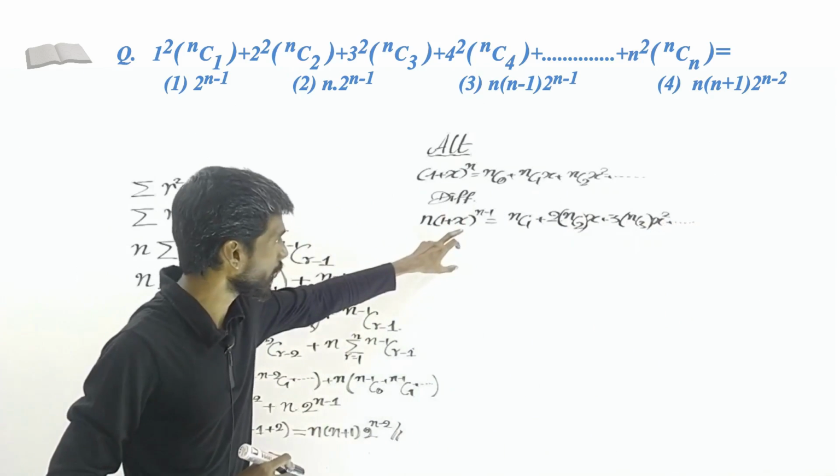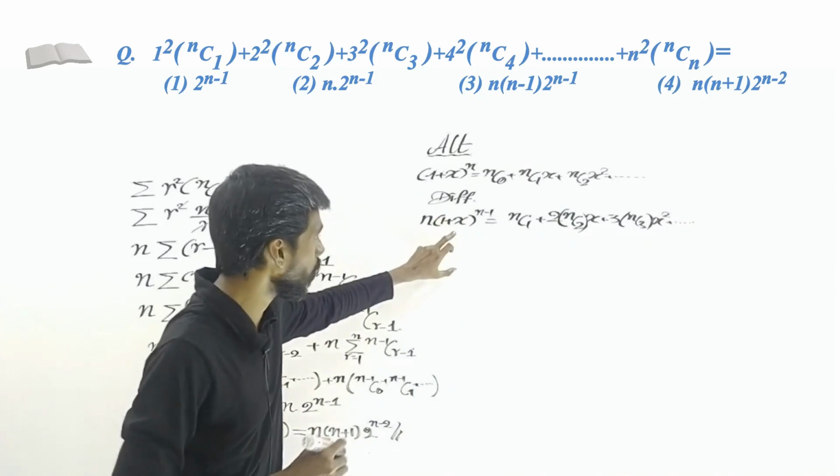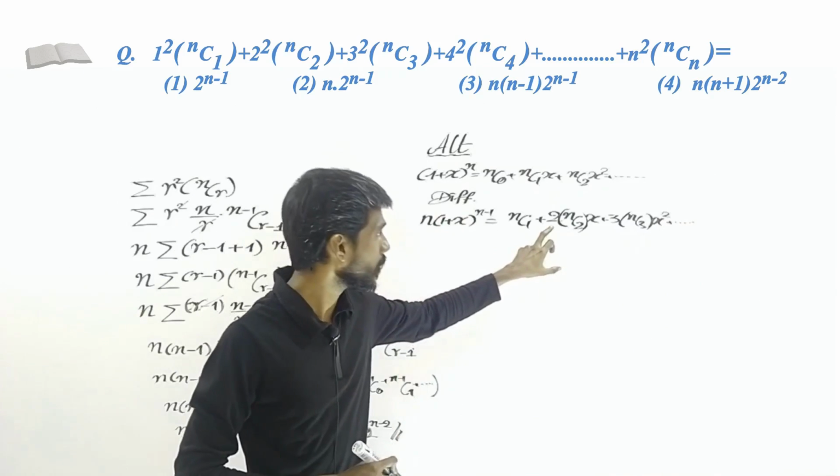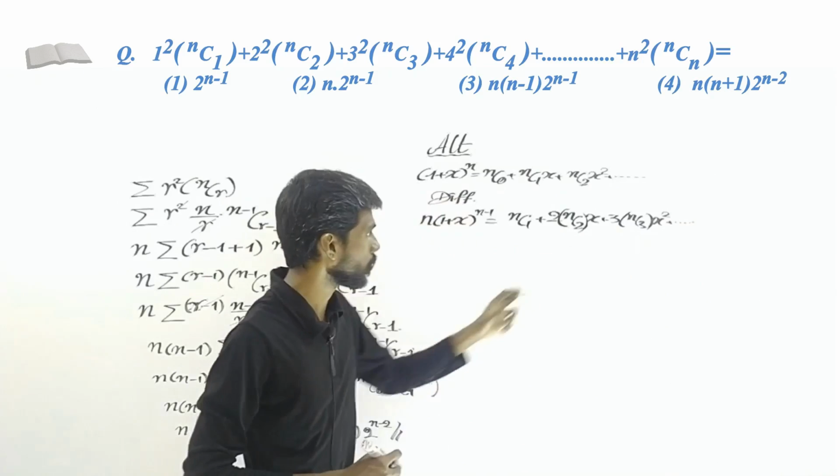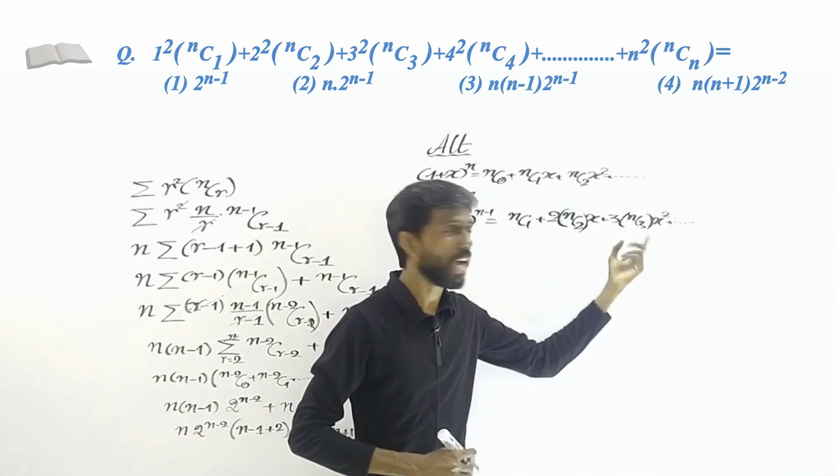Now you can substitute the x value 1 to get that previous result, but now we want 2 square. We want 3 square here. How to get this 3 square here? If you again differentiate, what will you get?